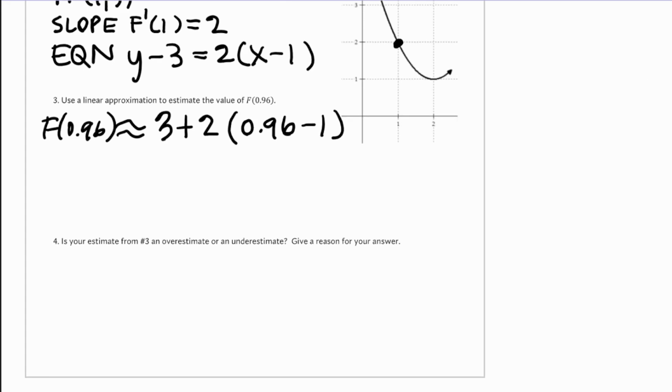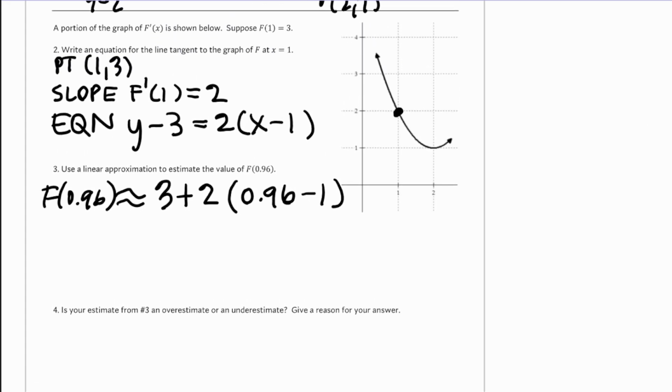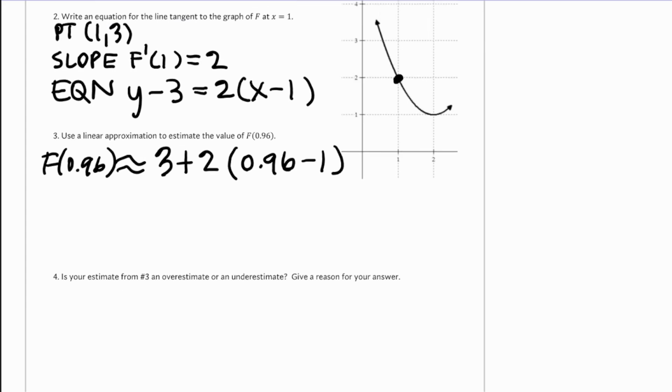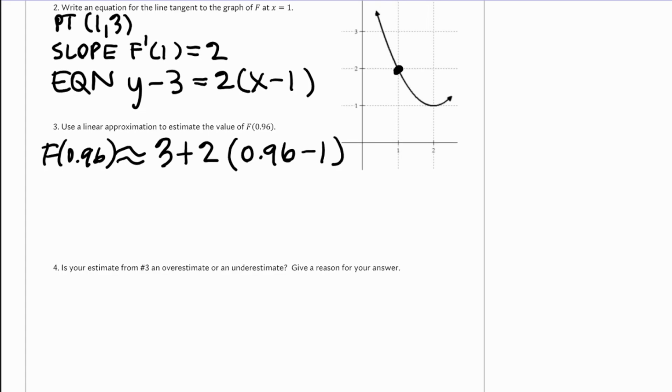Then is my estimate from number 3 an overestimate or an underestimate? Okay, we're going to be interested in the sign of f prime. Looking at f prime over here at 1, we can see that f prime is decreasing. So that means that f double prime near x equals 1 is going to be negative. So I'm going to say f double prime of x is less than 0 for x between 0.96 and 1.